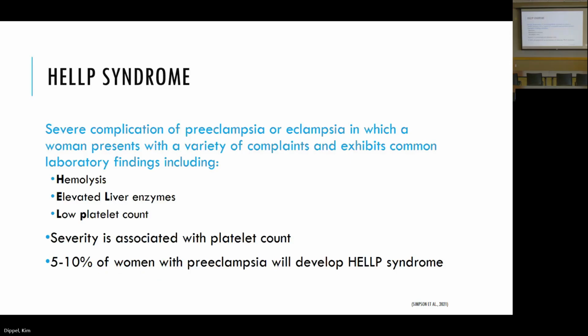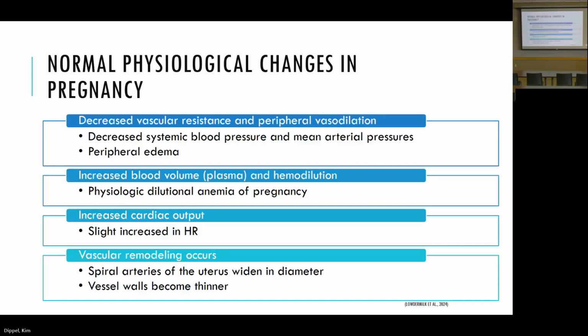And then the next category that we're going to talk about is HELLP syndrome, which the acronym just explains itself. Hemolysis, breakdown of red blood cells. It is a complication of preeclampsia or eclampsia, and it comes with a variety of complaints and exhibits common laboratory findings: elevated liver enzymes, low platelet count. The severity of the disease is really associated with the platelet count. 5 to 10% of women with preeclampsia may develop HELLP syndrome.